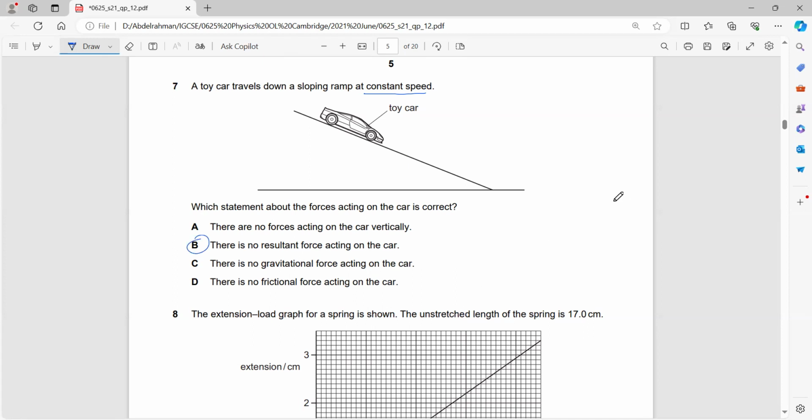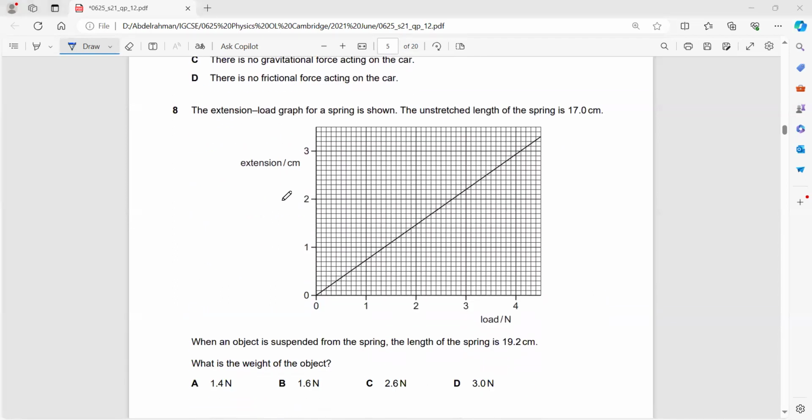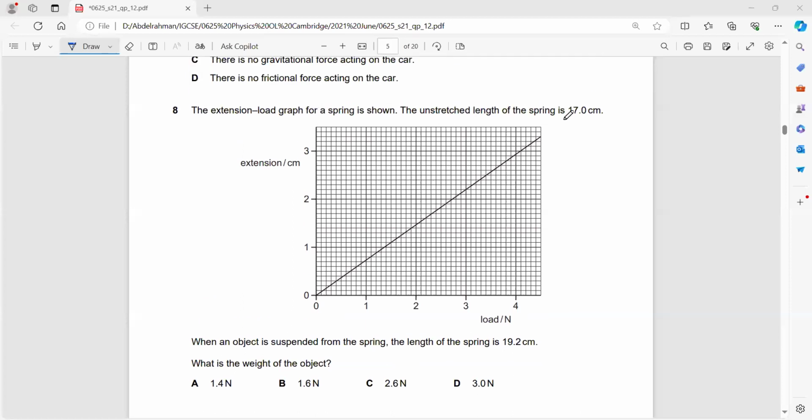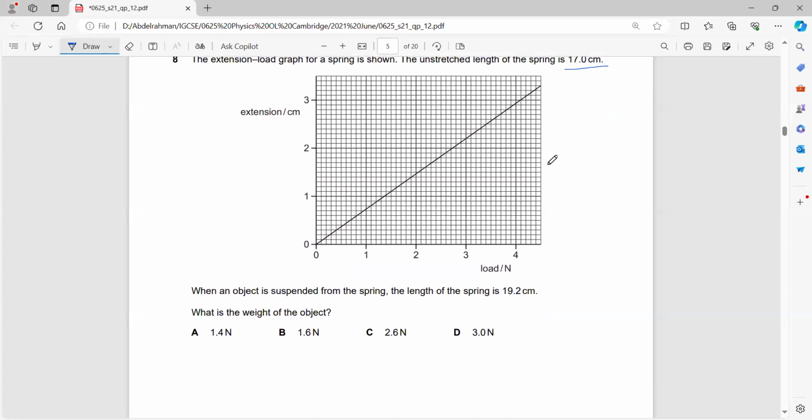Yes, thank you. The extension load graph for a spring is shown. The unstretched length of the spring is 17 centimeters. This is the unstretched length, the original length, the unextended length. When an object is suspended from the spring, the length of the spring is 19.2 centimeters. What is the weight of the object? How can I find the weight of the object?